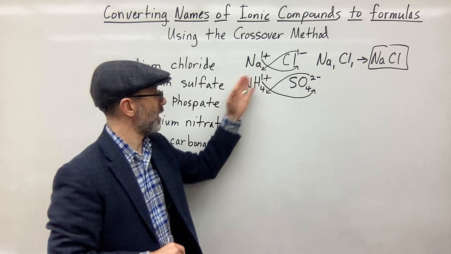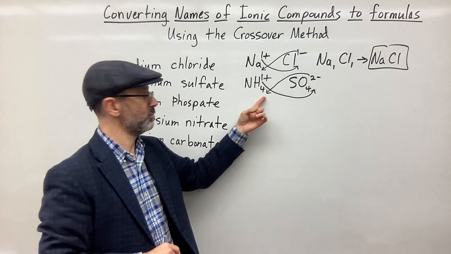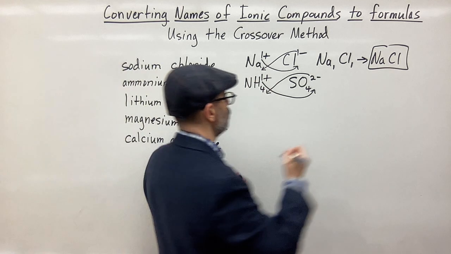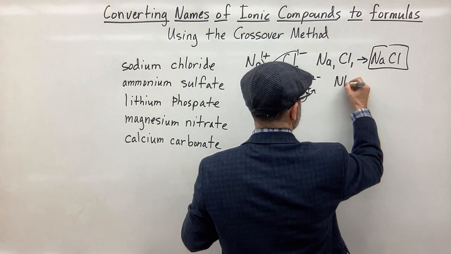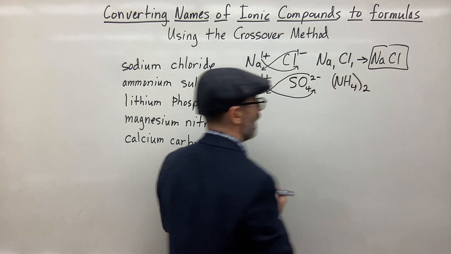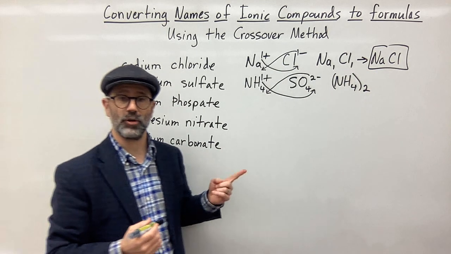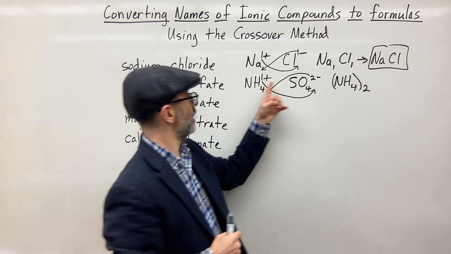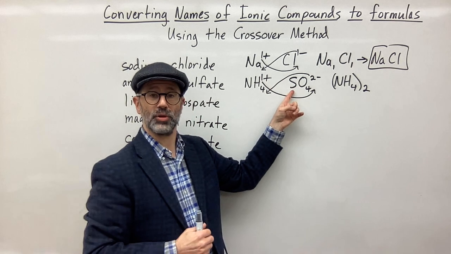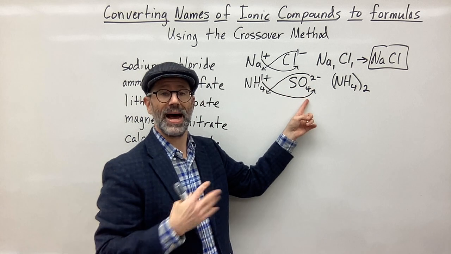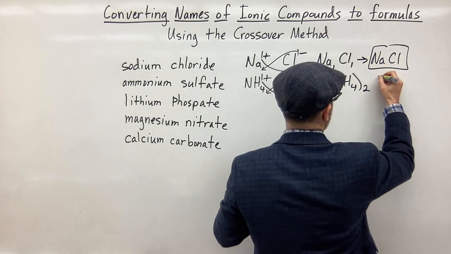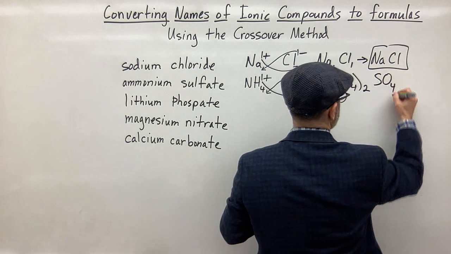So here, this 2 is going to be a subscript for the NH4. Now, because this is a polyatomic ion and my subscript is going to be greater than 1, I've got to put parentheses around the NH4. And then I'm going to put the 2 on the outside of the parentheses. So there's my subscript 2. And then the subscript here is a 1. And because the subscript for this polyatomic ion is 1, I don't need the parentheses. So I'm just going to write SO4 like so.